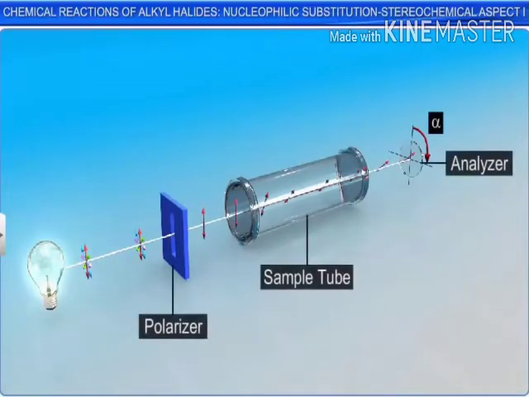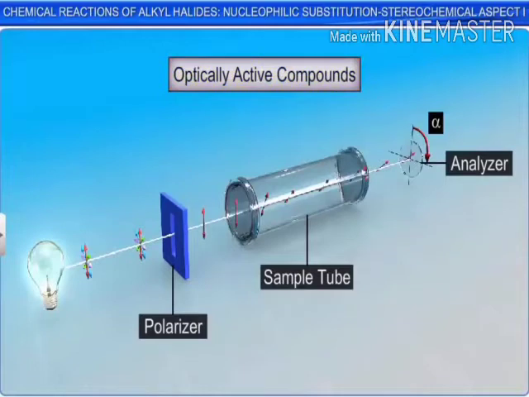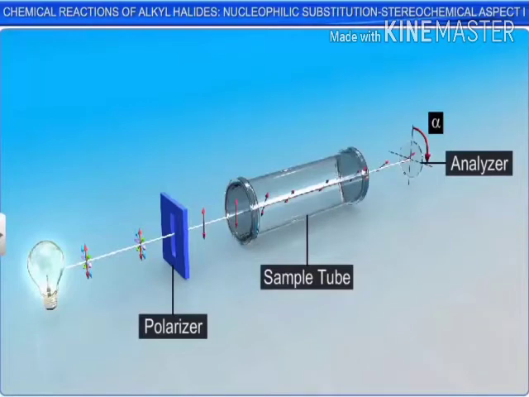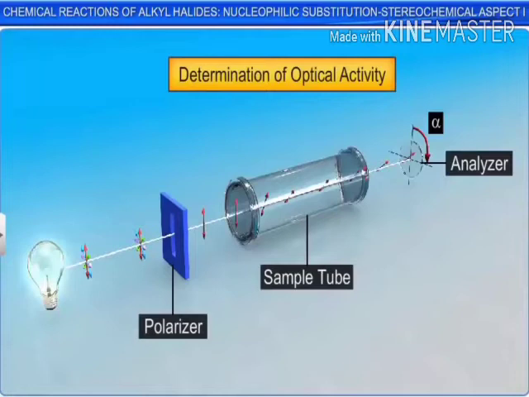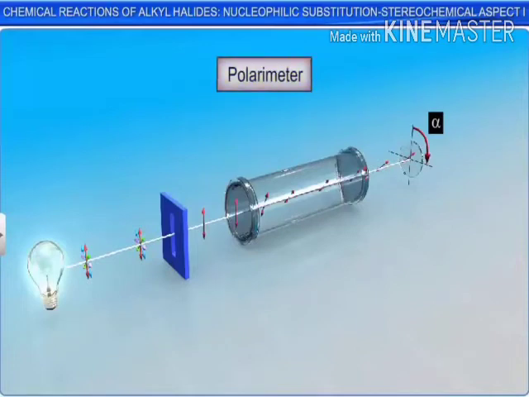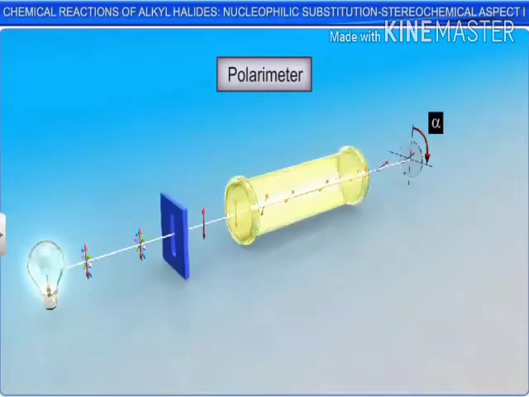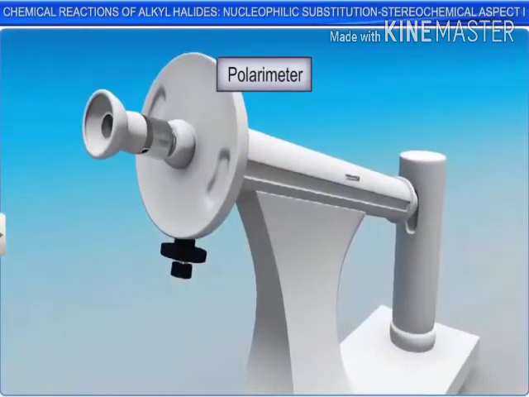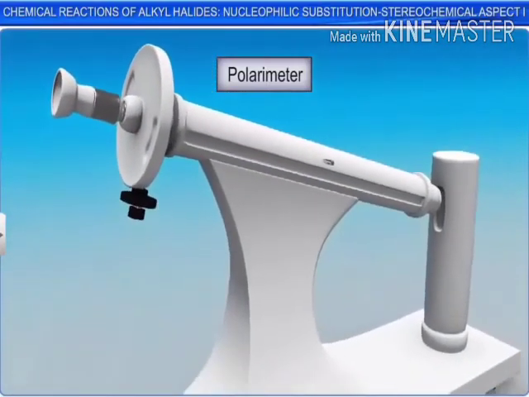Such compounds are called optically active compounds. Let us see how this rotation of the plane of polarized light, or optical activity, can be detected. The angle by which plane polarized light is rotated is measured by an instrument called a polarimeter. It consists of a light source, two lenses, and a tube between the lenses to hold the substance that is being examined for optical activity. This arrangement is schematically represented as shown here.